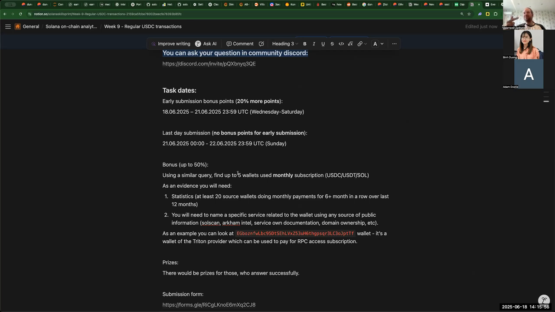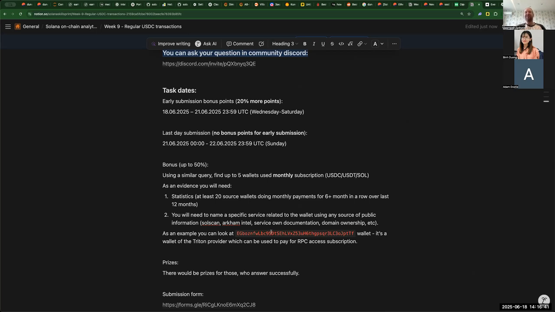Here again, it's more flexible. It could be USDC, USDT, and Solana. Usually all the payments are done with these 3 tokens. So if you find wallets with a significant amount, like a couple of 20 wallets that are doing transactions to the same wallet, we consider that this is some kind of wallet for receiving a monthly payment or something like this. And if you find some amount of such wallets, I think it's a very interesting task, and I'm also doing this myself.